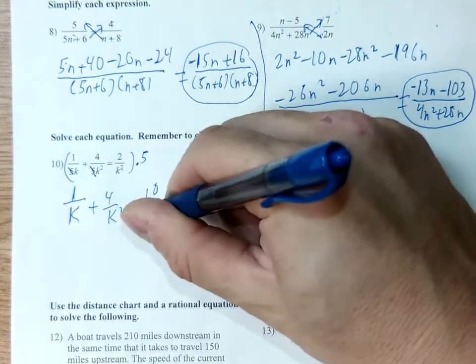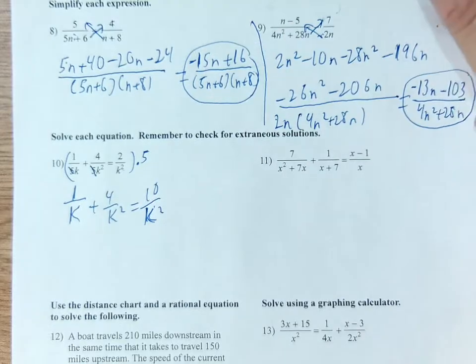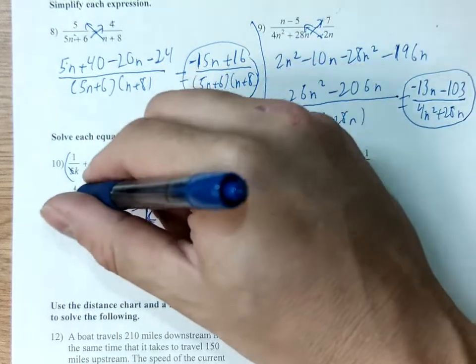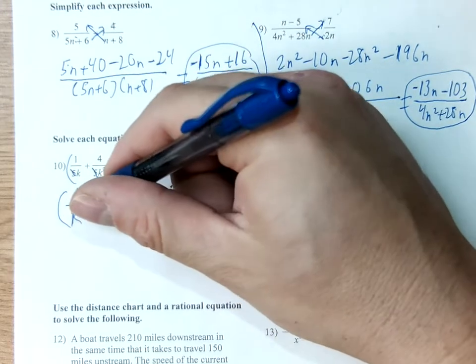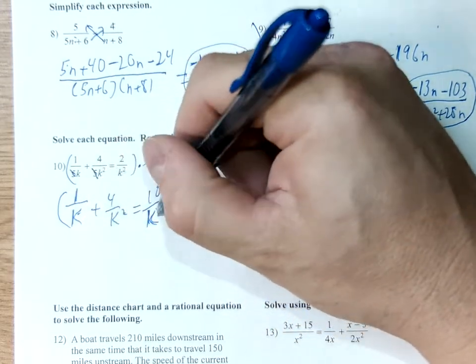Because that last one didn't have a 5, the top became a 10. So now I can do this slowly if I want to. I don't have to do this all together. Now I can multiply by the k. That's going to cancel out this k and one of these k's and one of those k's.